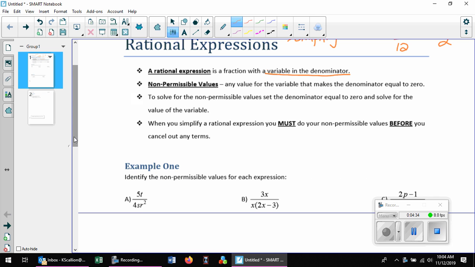So today we're going to talk about non-permissible values. That's what all today is. I call them my NPVs. I abbreviate it to NPV just because I'm too lazy to write non-permissible values. It's a very long set of words I have no desire to spell or write.